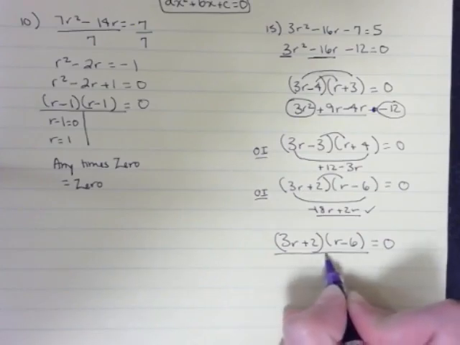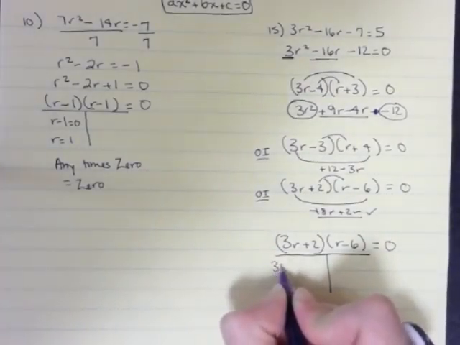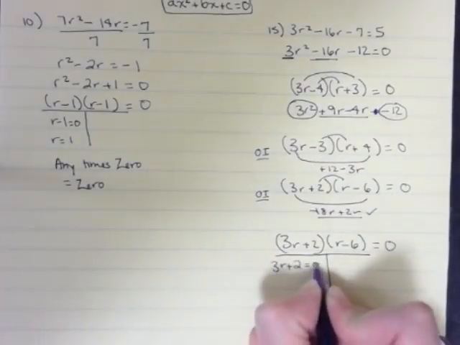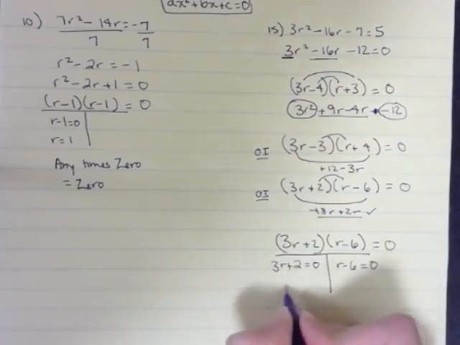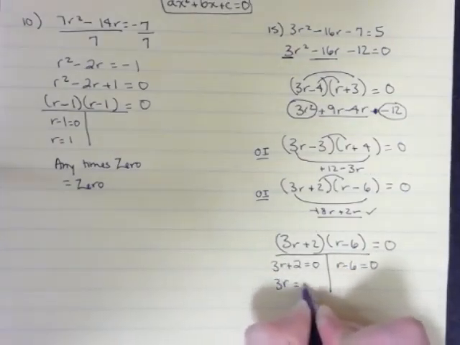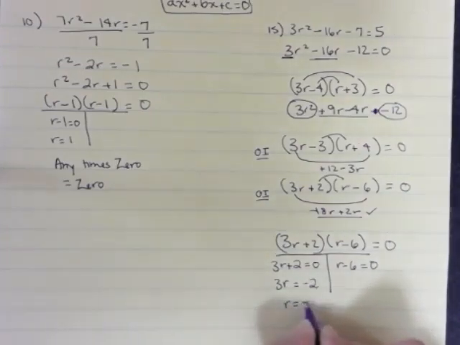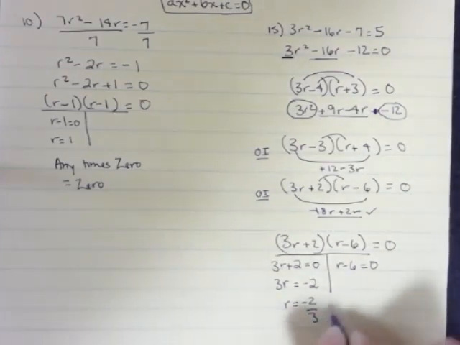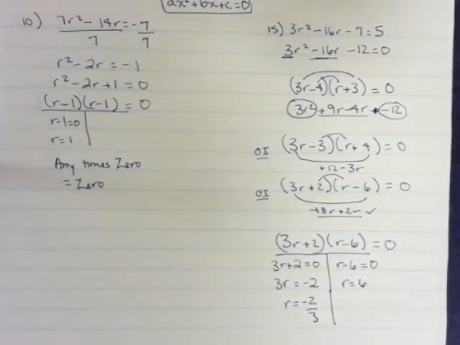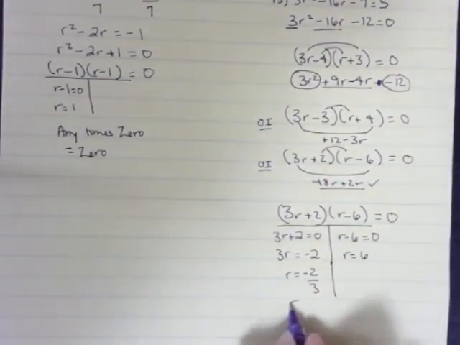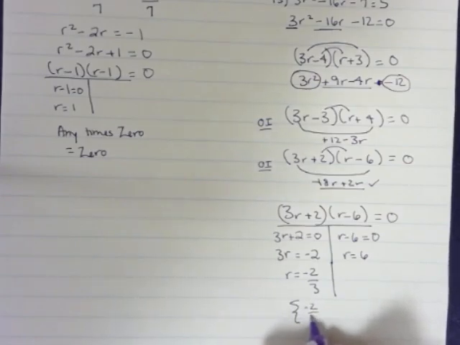So I'm going to set up my trusty T-chart. I'm going to set this factor equal to 0, and I'm going to set this factor equal to 0. So when I solve for r here, I get 3r equals negative 2, r equals negative 2/3, and here r equals 6. So my final answer is in those brackets, negative 2/3 and 6.